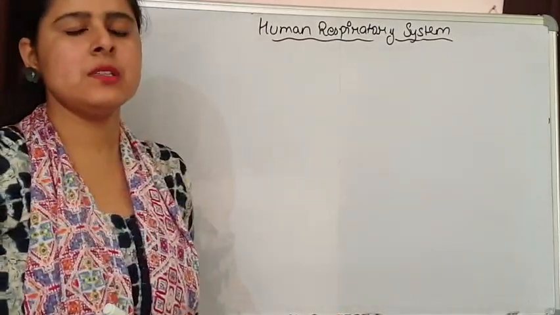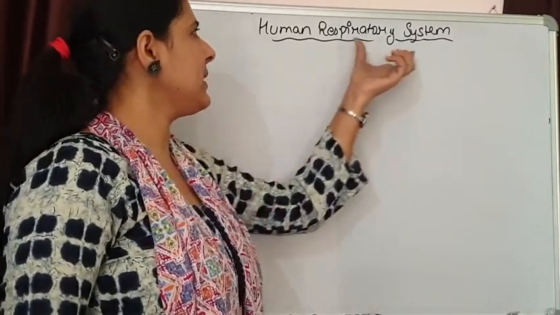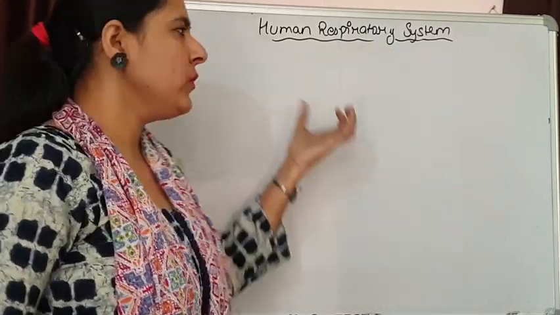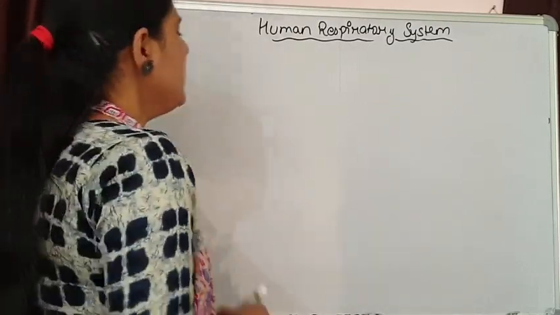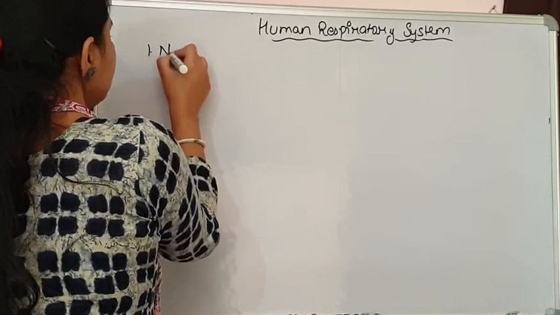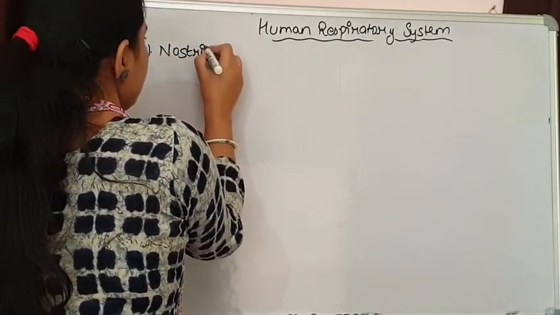Good morning, students. Today we are going to discuss the human respiratory system. We are going to discuss some of the parts of the human respiratory system in detail. See, the first part of the human respiratory system is the nostrils.